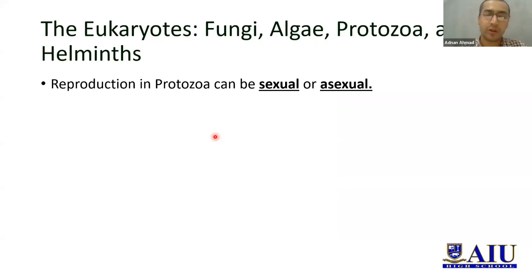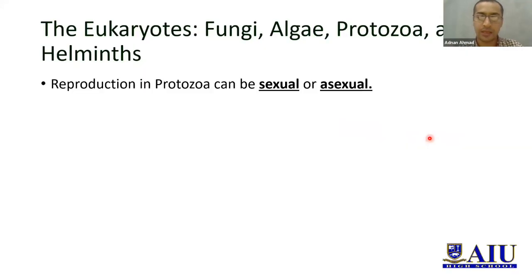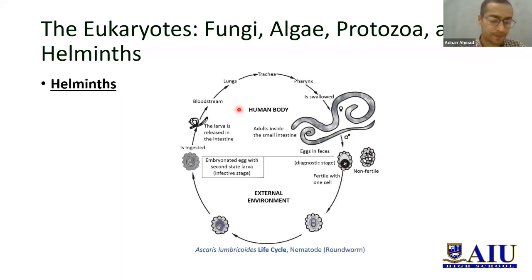The reproduction in protozoa can be sexual or asexual. Budding is a type of asexual reproduction, where one cell divides into two different cells. In the case of sexual reproduction, two protozoa come together, join together, and exchange nuclear material with the help of a conjugation tube, right? Just like other sexual reproductions, they take place.